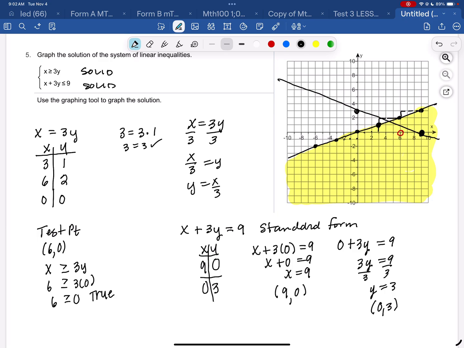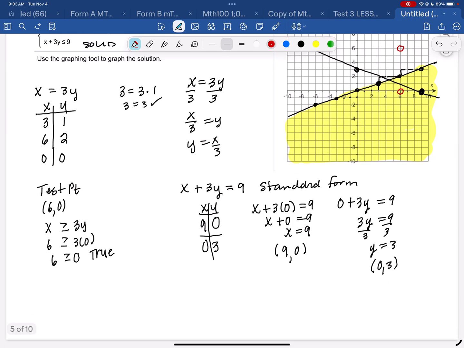Now, notice that the original test point I picked, 6, 0, is not on that line, but it's really close. So I'm going to pick something that I know is not on that line. I want to get farther away, so I'm just going to go up here and I'm going to pick 6, 6. That's my test point. So my test point here is 6, 6. And I'm going to check it in the inequality.